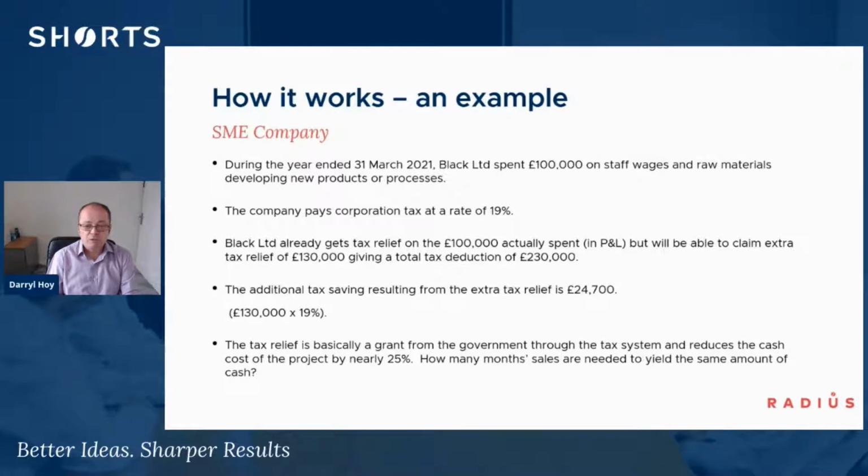So the extra £130,000 that we've identified at 19% gives a tax saving of £24,700. Which is a really generous scheme, and if you think about it, in terms of making a claim, that's an easy way to raise some cash.